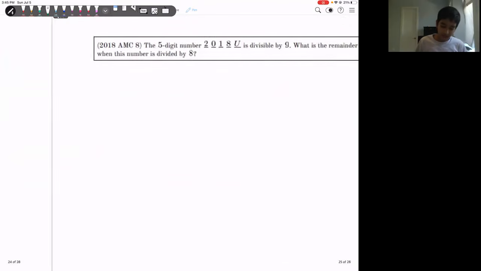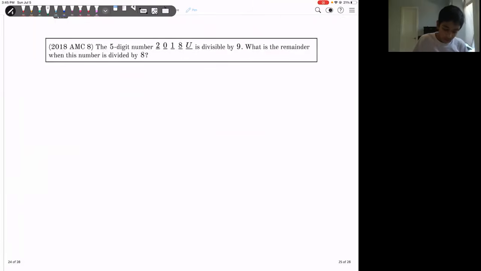Let's move on then. Okay, so here's the problem. The 5-digit number 2018U is divisible by 9. What's the remainder when it's divided by 8? Okay, so try to solve this problem on your own.